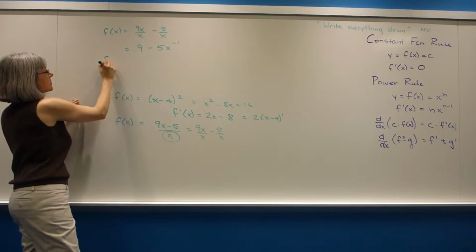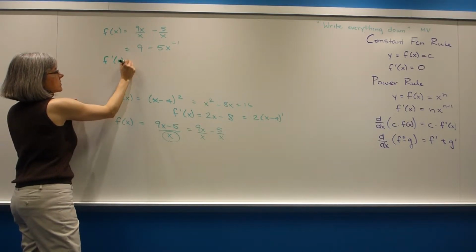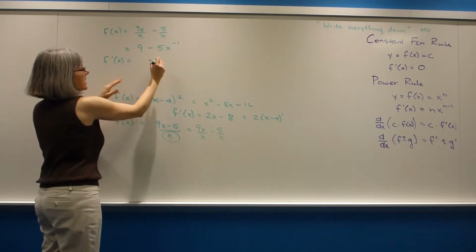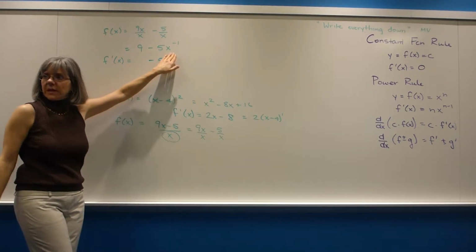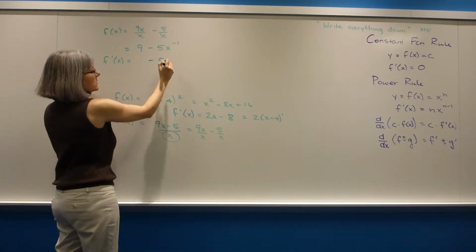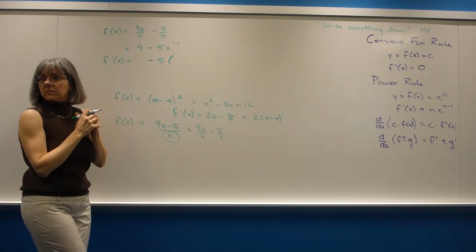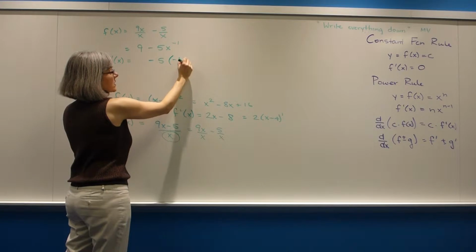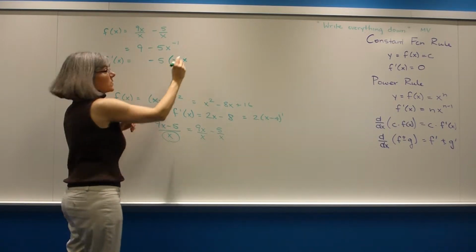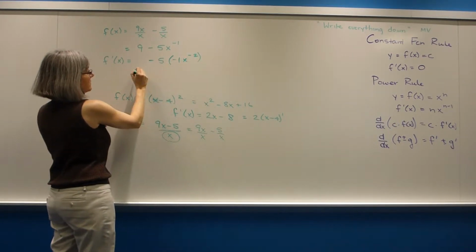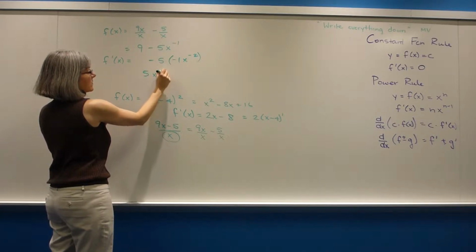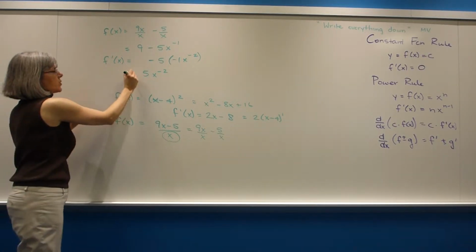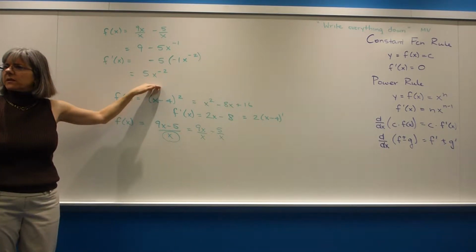All right, so now the derivative of any constant is 0. Minus 5 times derivative of x to the minus 1. Negative 1 comes down in front, times x to the negative 2. So clean it up. And when we get to this point, you may need to substitute.